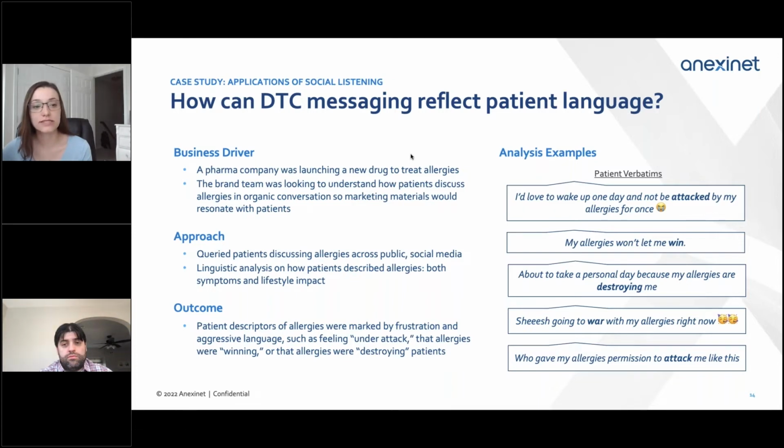So our analysts queried allergy conversations across multiple platforms, focusing on the language that was used by the allergy sufferers. We identified trends in the language that indicated that patients essentially felt at war with their allergies. They used terms like "under attack" and "destroy" or "pollen bomb." And this enabled our client to craft DTC messaging that would better resonate with the target audience.